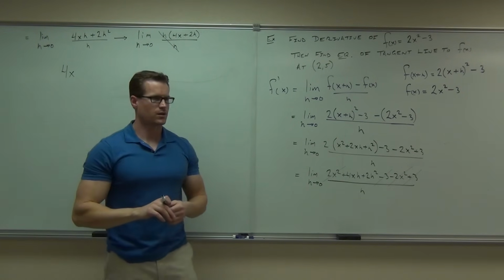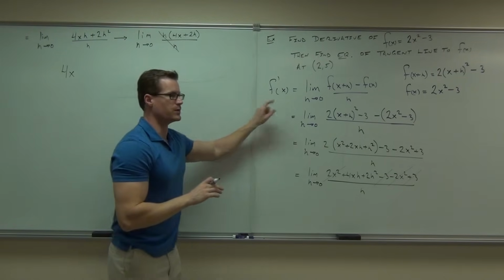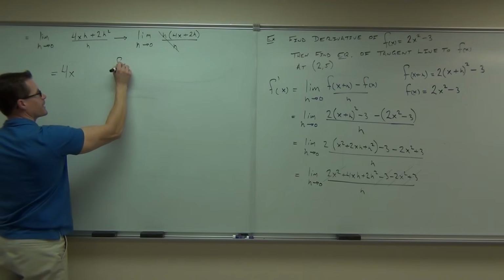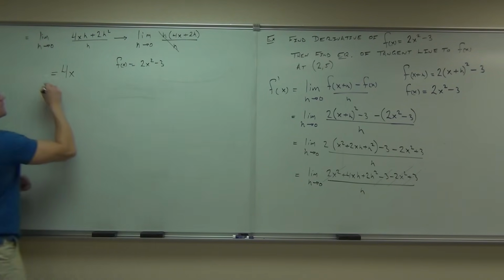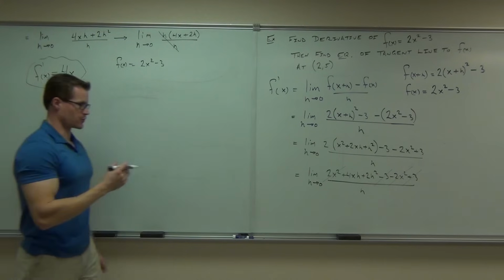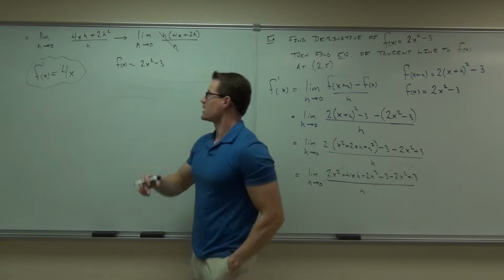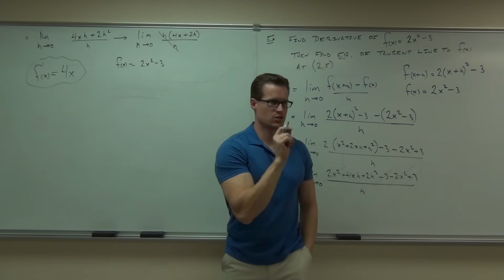Feel okay with that one? Here's what it says. What you've just done, you've found the derivative. So if f of x equals 2x squared minus 3, f prime of x, that's the first derivative. The first derivative of f with respect to x is 4x. Okay. What did you just find?